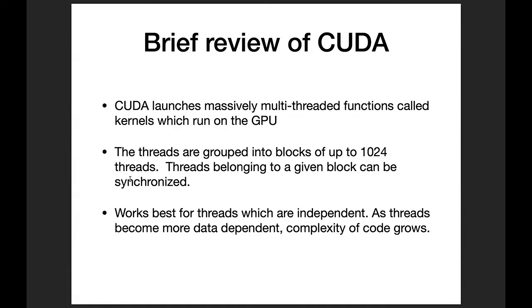Now, threads belonging to a given block, they are running together at the same time. They are running on a single multiprocessor within the GPU, if you want to get technical about it. And that means that they can be synchronized. You can tell all these threads to stop at a given line of code, wait until they all reach it, and keep going. But this is not possible between blocks in general.